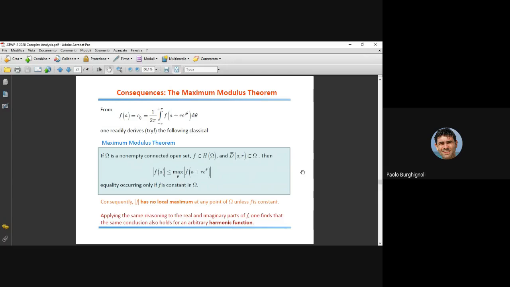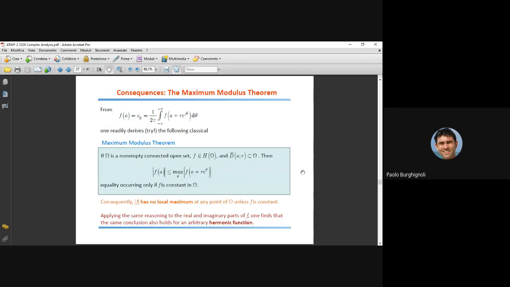Then, as a consequence, we have a maximum modulus theorem also for harmonic functions. Also, it is true that any harmonic function cannot have any inner minimum or maximum. Its maxima or minima are attained on the boundary of their domain of definition.